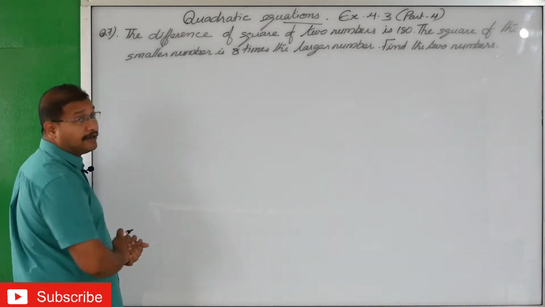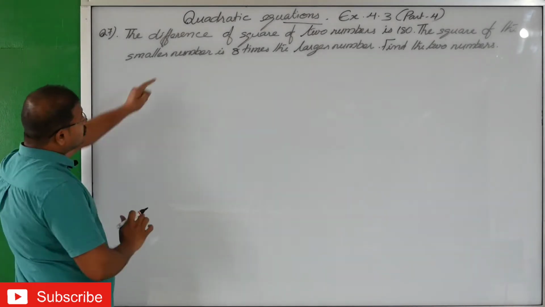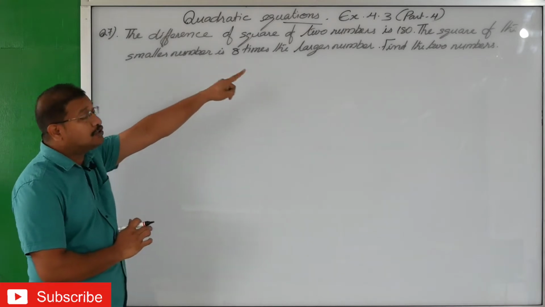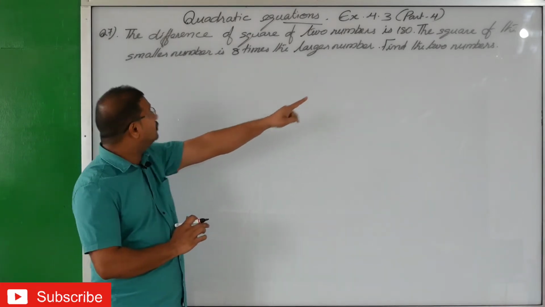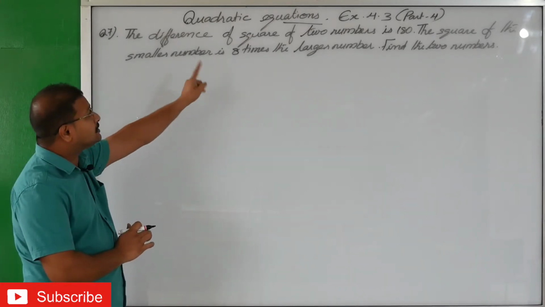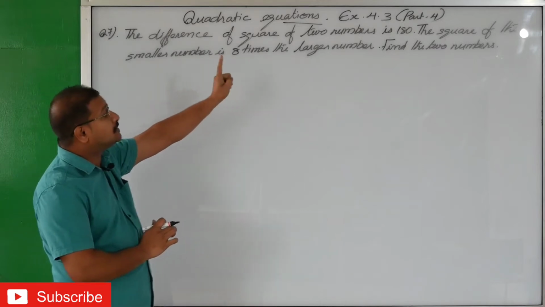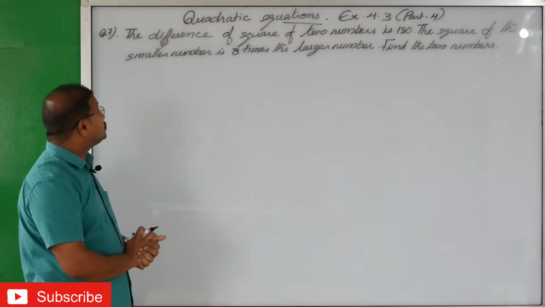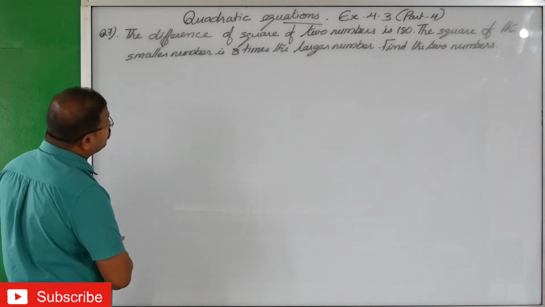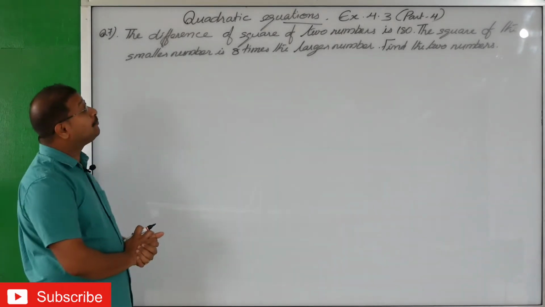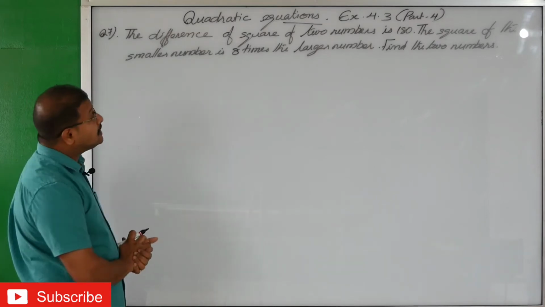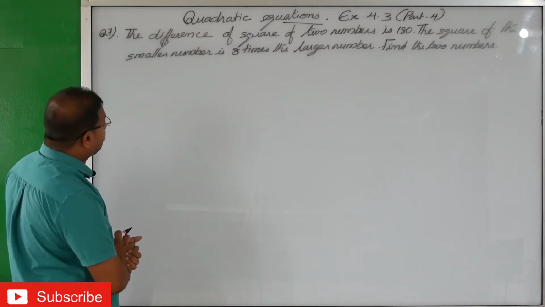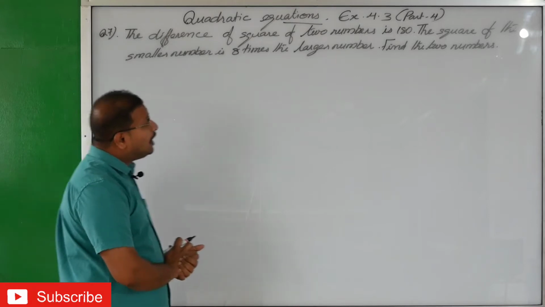Question number 7. I'll read the question once. The difference of squares of two numbers is 180. The square of the smaller number is 8 times the larger number. Find the two numbers. Ready? The difference of squares of two numbers is already given, 180. And the next condition is the square of the smaller number is 8 times the larger number.